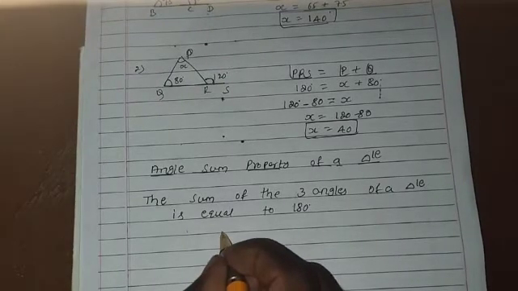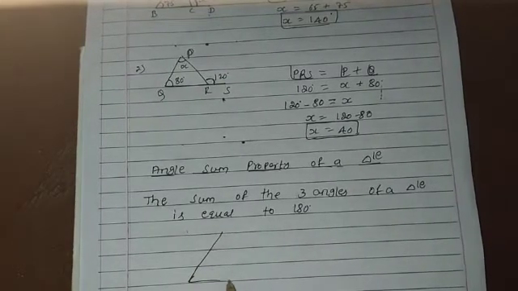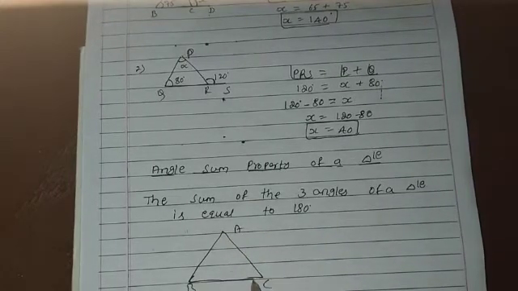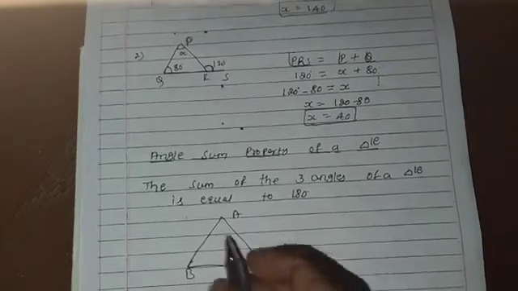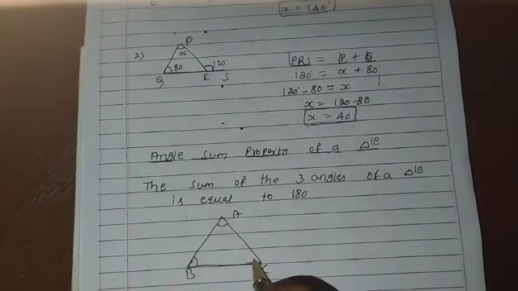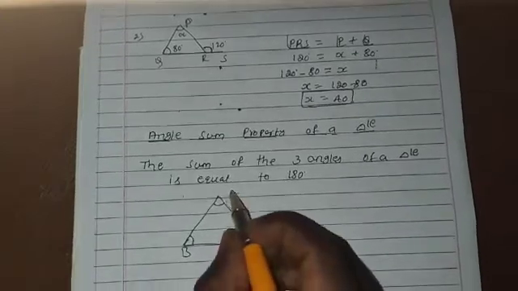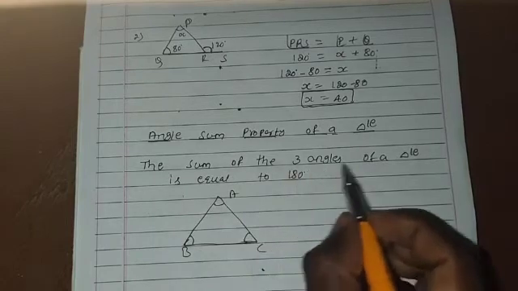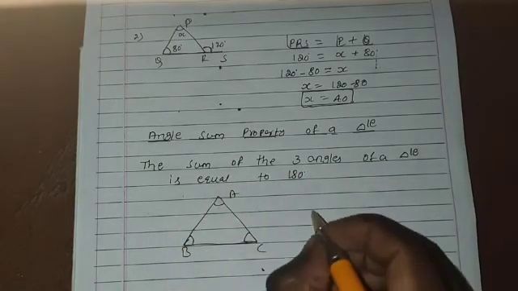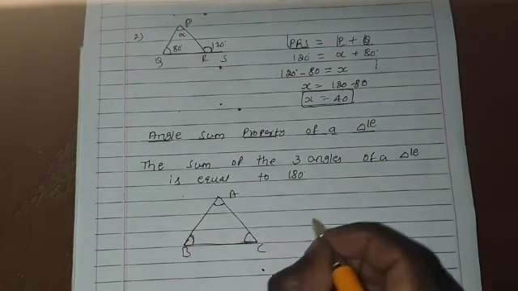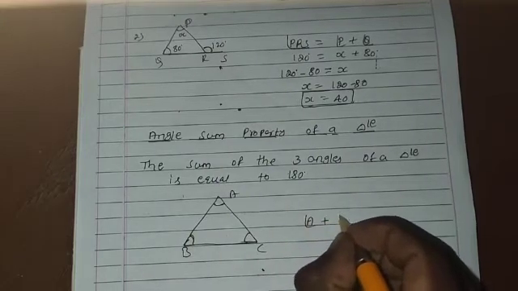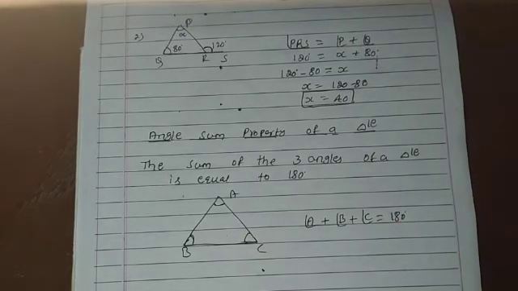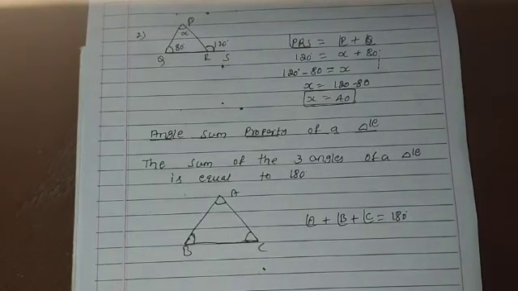Let's just consider, we draw one triangle, that is ABC. In this triangle, how many angles are there? Three angles: angle A, angle B, and angle C. According to the angle sum property, the sum of three angles of a triangle is equal to 180 degrees, which means angle A plus angle B plus angle C is equal to 180 degrees. This is the angle sum property.